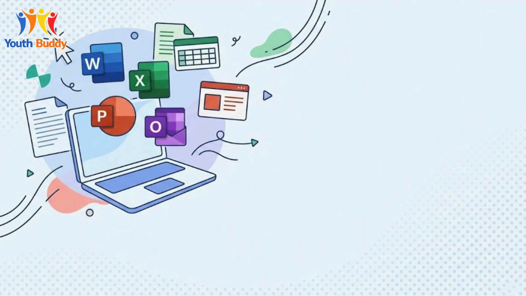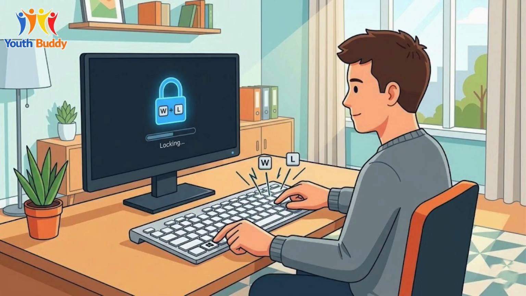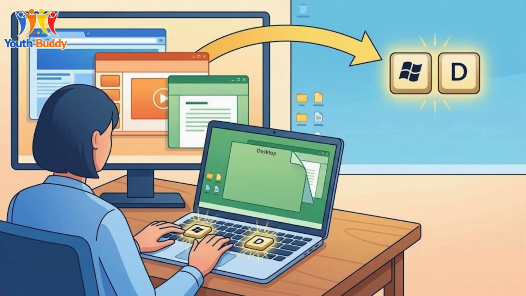And finally, Windows shortcuts. These make your entire system navigation easier. Open File Explorer instantly with Windows+E. Lock your PC using Windows+L. Switch between apps using Alt+Tab. And if you want to see your desktop quickly, just press Windows+D.